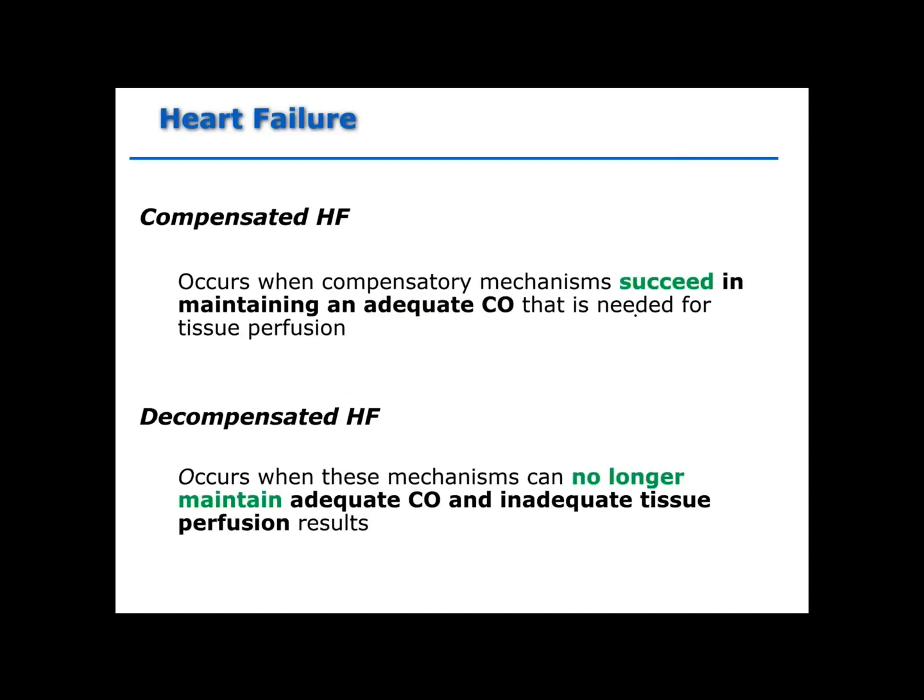failure. Compensated heart failure occurs when compensatory mechanisms succeed in maintaining the adequate output that is needed for tissue perfusion. So like I said, if there is a balance between the SNS and the RAS system and the different hormones your heart is producing, the ANP and the BNP, and somewhere they find that happy homeostasis balance, you're going to be in compensated heart failure. Decompensated heart failure is when those mechanisms no longer maintain output and you start having inadequate perfusion again.